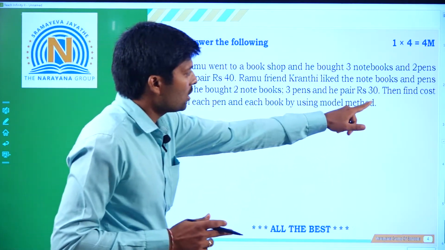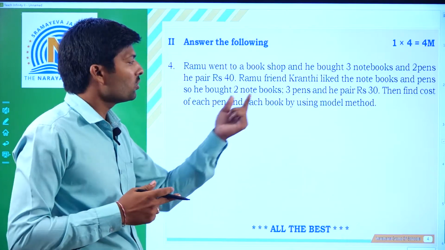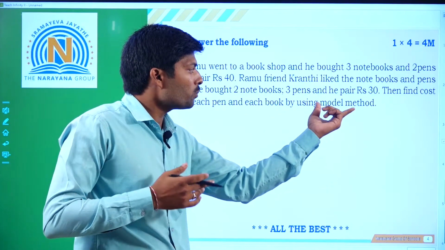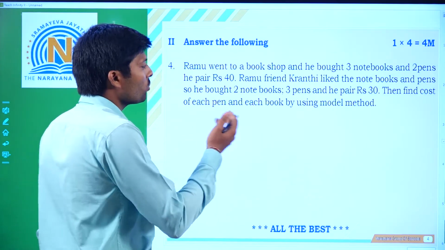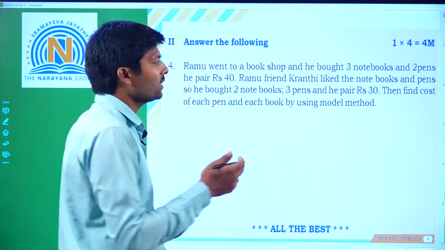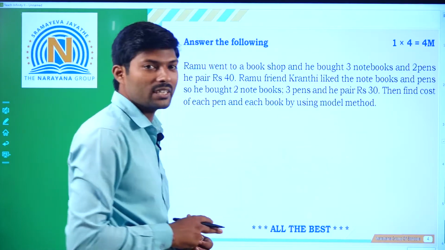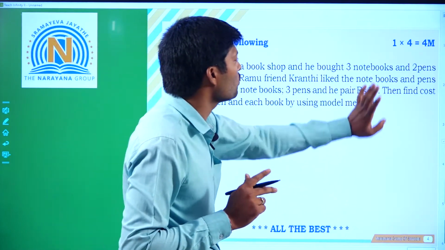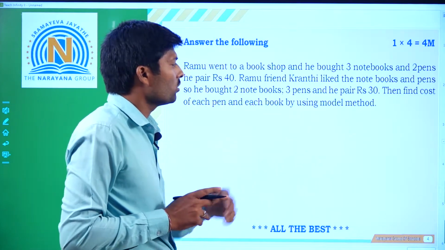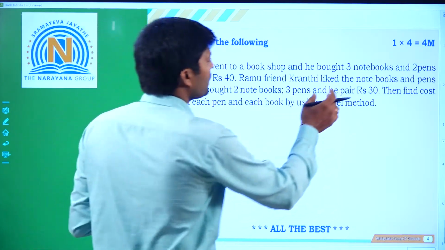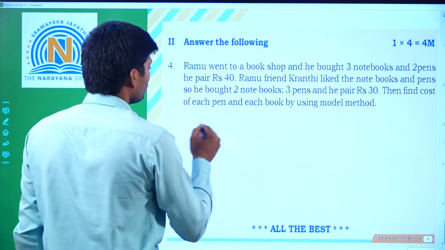In this model method, we use this method to find the unknown quantities. Now, we have to represent unknown quantities with a rectangular box, right. In this there are 2 unknown quantities: the cost of a pen as well as the cost of a book. We can take them as unknown quantities. Let us take notebooks first.